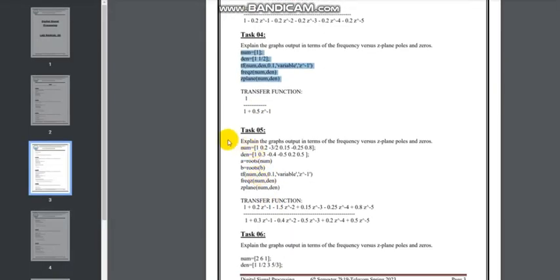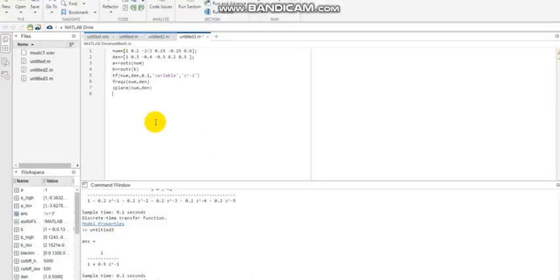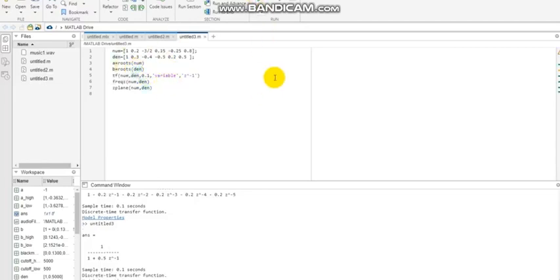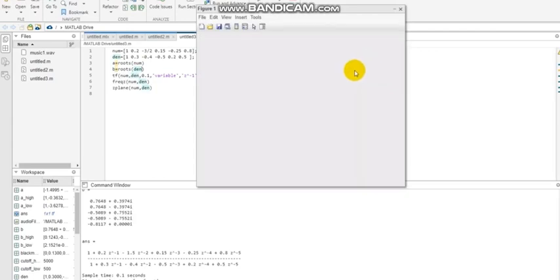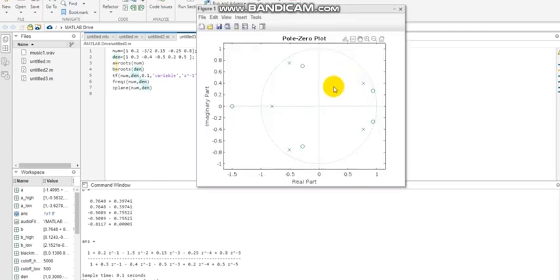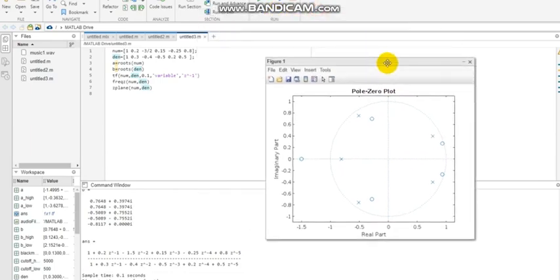Similarly, moving on toward the next task, we have values for numerator and denominator. We need to change the b value to be the denominator, and now we have a lot of zeros and poles, and one of the zeros is outside the circle, but this system is stable because we need poles to be inside the circle at any cost for the system to be stable. So this system is also stable as all the poles lie inside the circle except that zero.